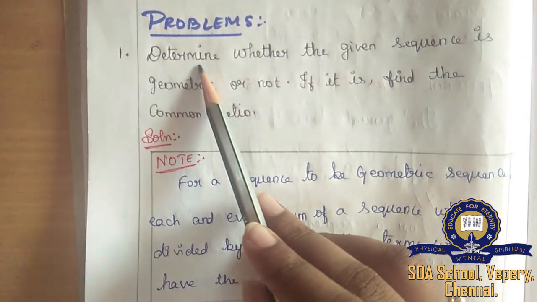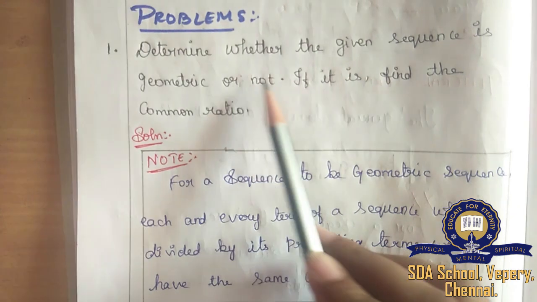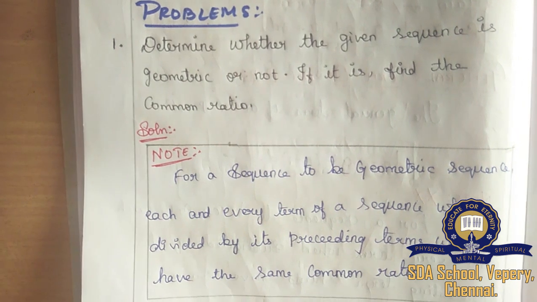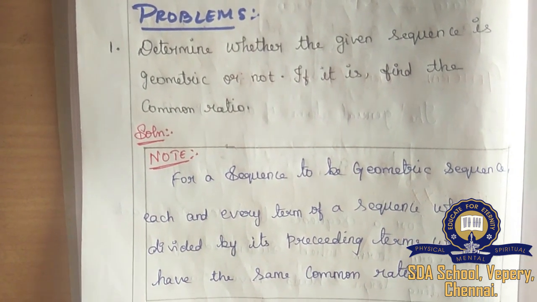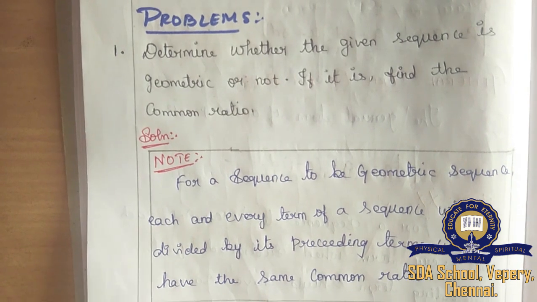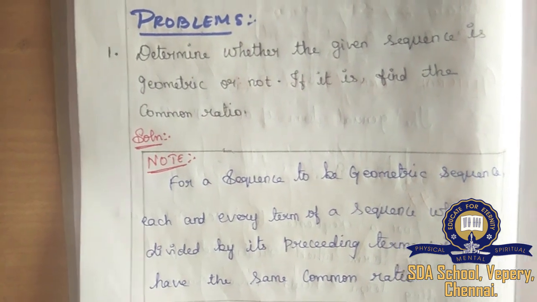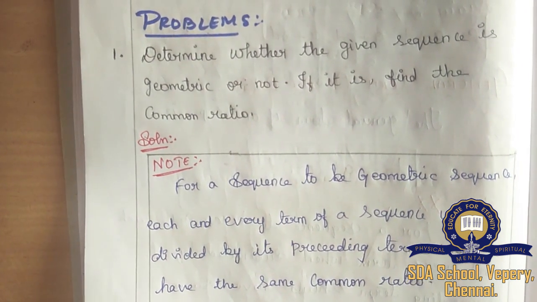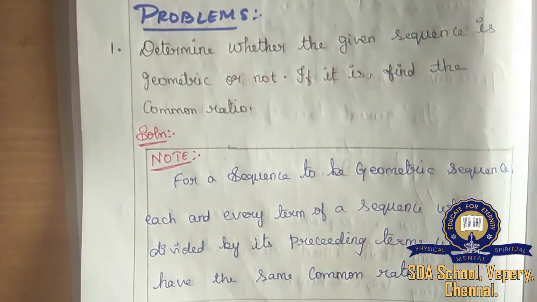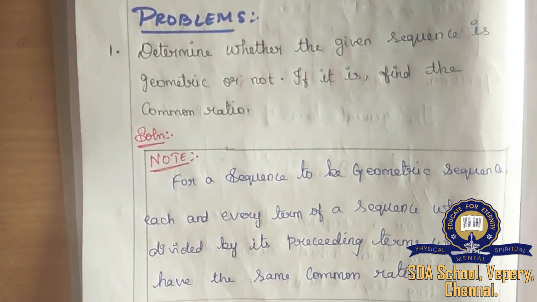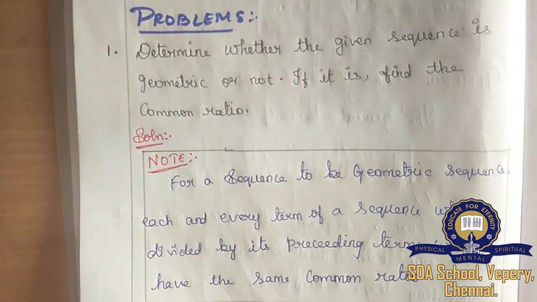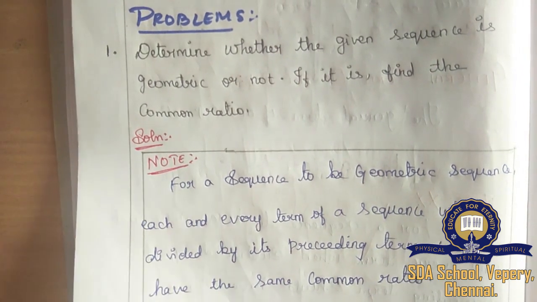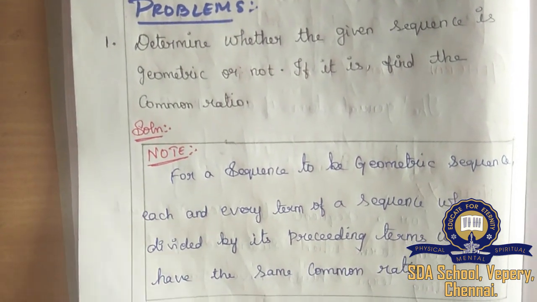The first question is: determine whether the given sequence is geometric or not. In AP also we came across a similar problem like this, right? If you want to check whether the given sequence is an arithmetic progression, we subtract each and every term of the sequence from its preceding term. Then your common difference should be the same. But when you come to geometric progression, we have to divide each and every term of the sequence by its preceding term. Here you come across the word ratio, so your common ratio should be the same.